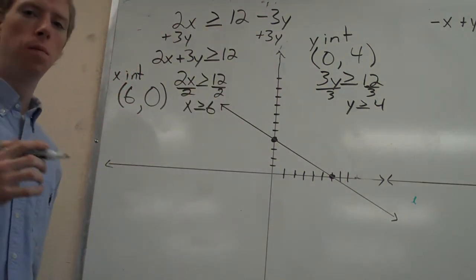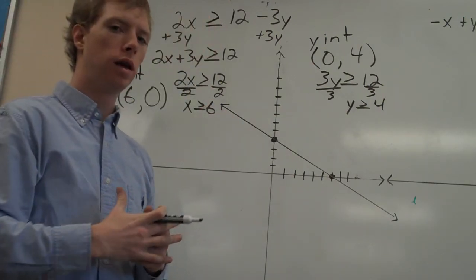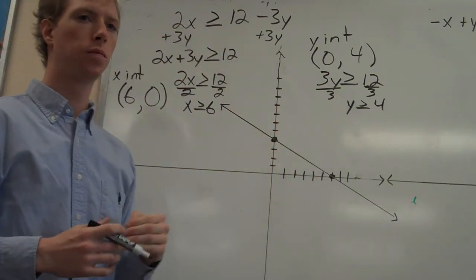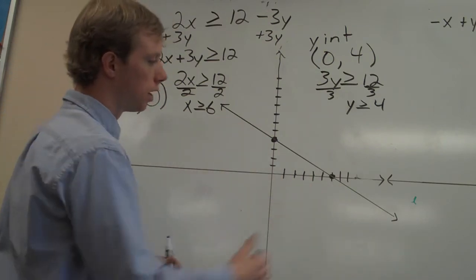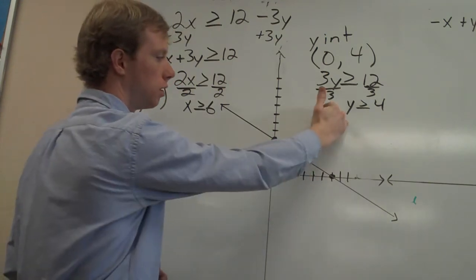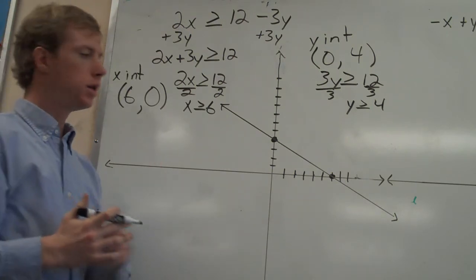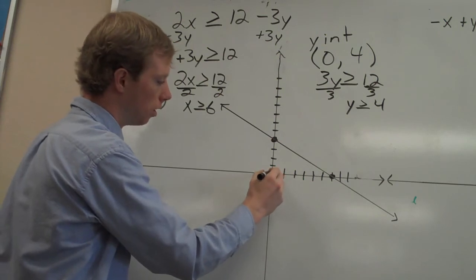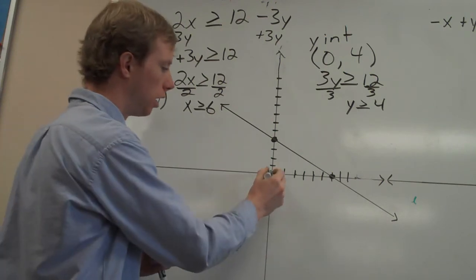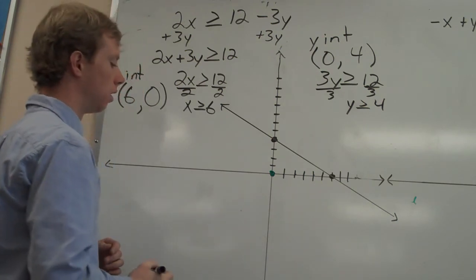The last thing I'm going to do is test a point, because the difference between graphing an inequality and an equality is that in an inequality, we need to shade one side of the line or the other. This line has now divided my graph into this section up here and this section down here. We'll call this above and this below. I can pick any point. A really easy point to pick is the origin. The only thing I want to make sure is that my point is not on the line. So if I pick the origin, the point is 0, 0.